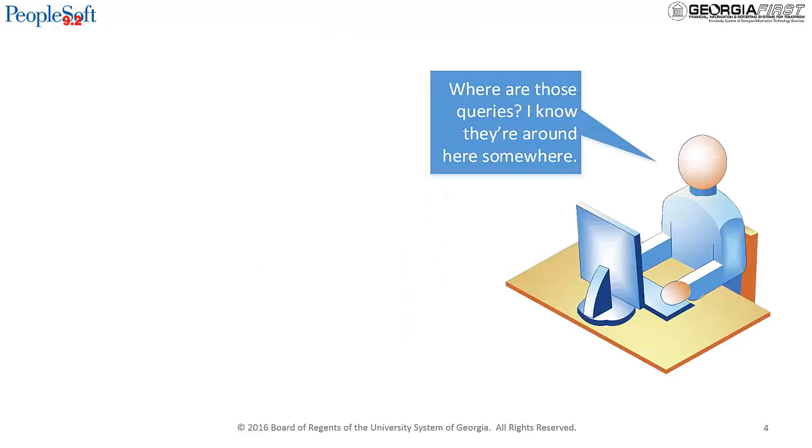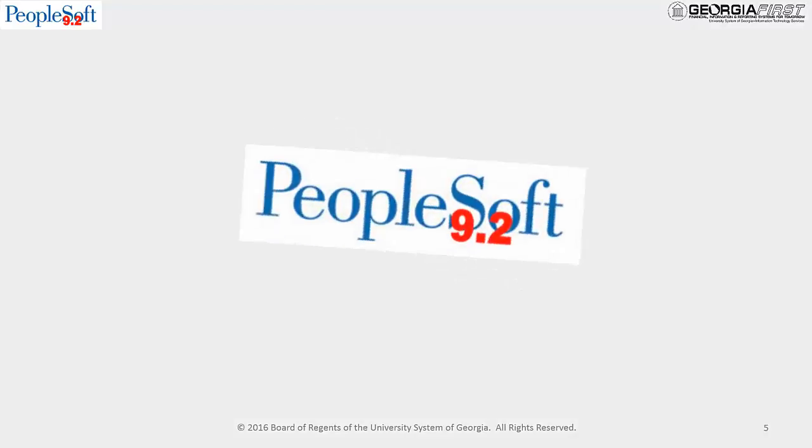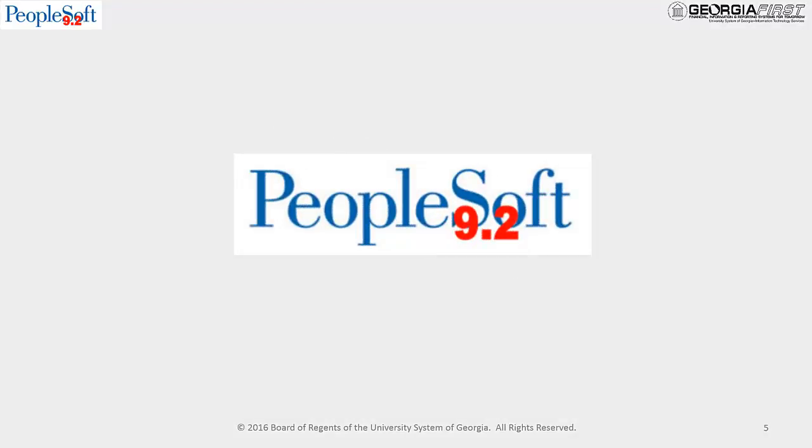Now that you know what a query is, you need to know where to find the ones that you will use. You can search for the University System of Georgia queries in two locations, in PeopleSoft and on the Georgia First website. In this course, we'll focus on using PeopleSoft to find queries.